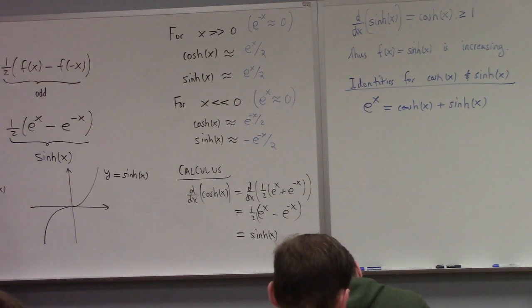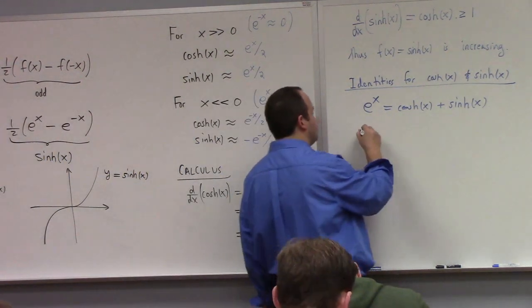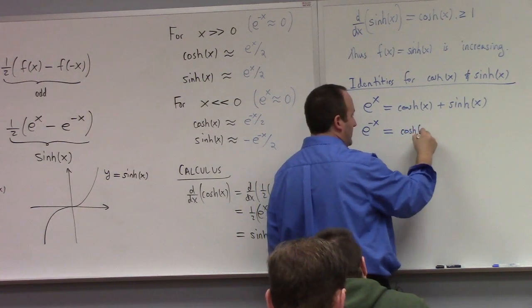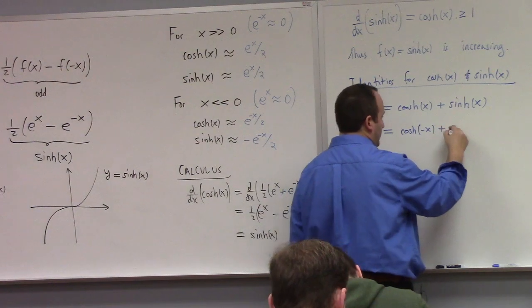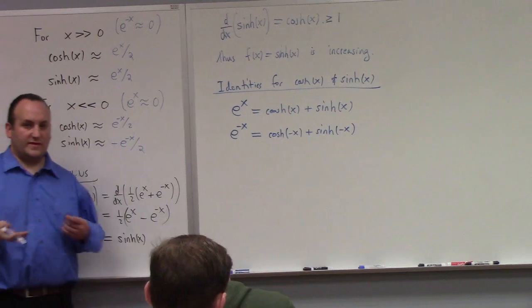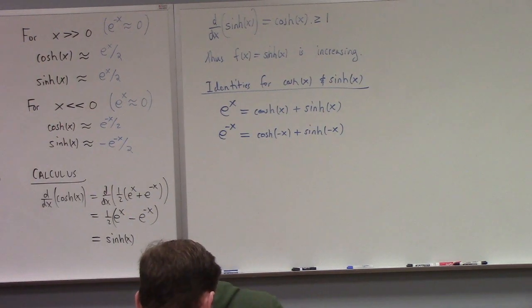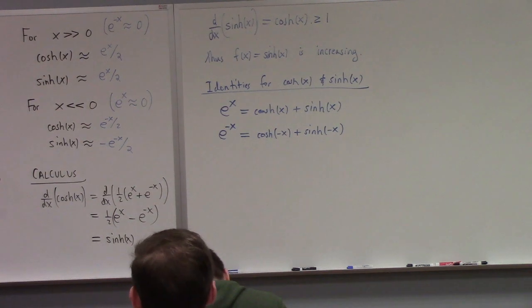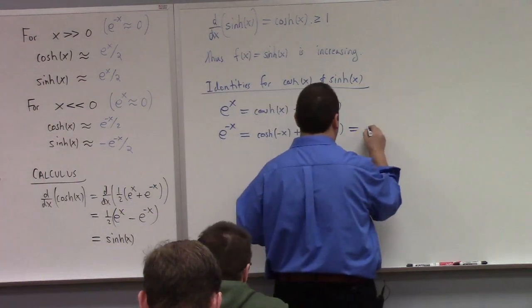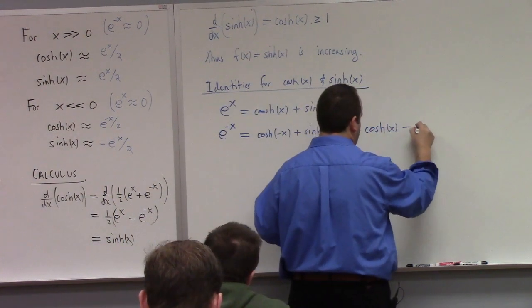What's that look like? We get what? Cosh of minus x plus the sinh of minus x by substitution. But what did we just say about cosh and sinh? Cosh is what? Even, and sinh is odd. What does even function mean? It means that the minus gets absorbed, right? And the odd means that the minus does what? It factors out, right? So this is what? Right, cosh x minus sinh x.